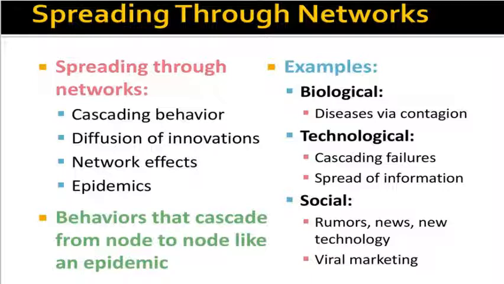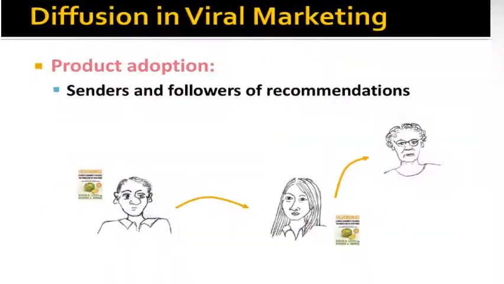The technological is cascading failure and the spread of information. The social are rumors, news, technologies, which are called viral marketing. So these are things where various maneuvers are spreading through the networks. The diffusion in viral marketing.